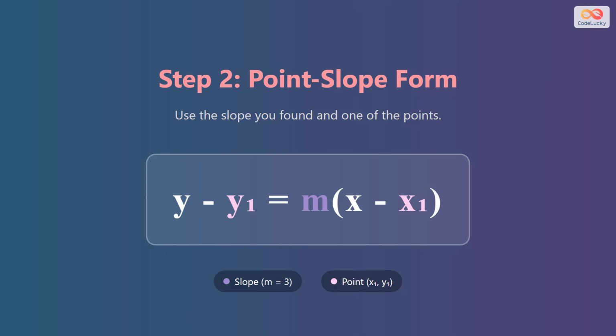Now that we know our slope is 3, we move to step 2. We will use the point-slope form equation. This formula is y minus y1 equals m times the quantity x minus x1. It is perfect for this situation because we have a slope and a point.